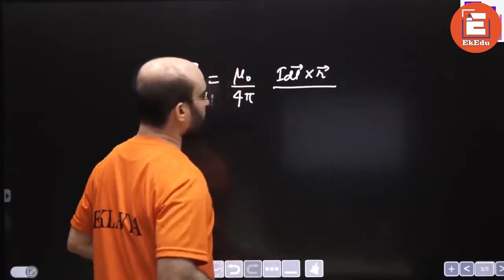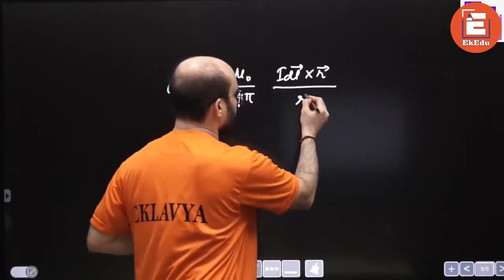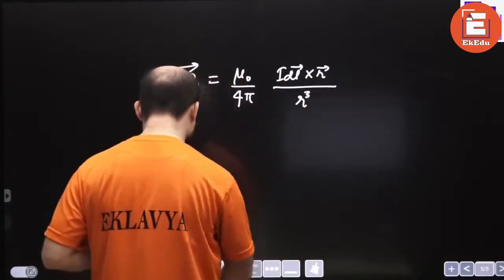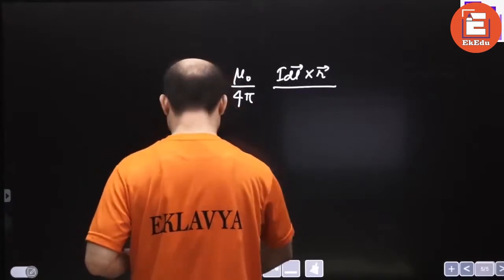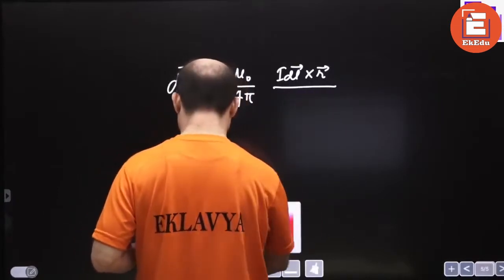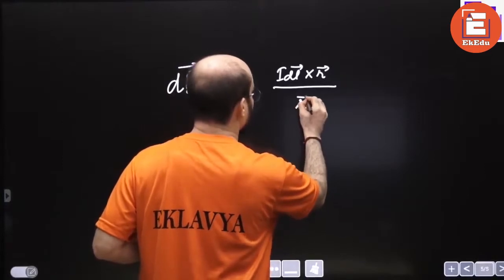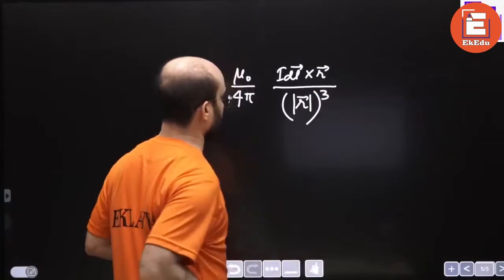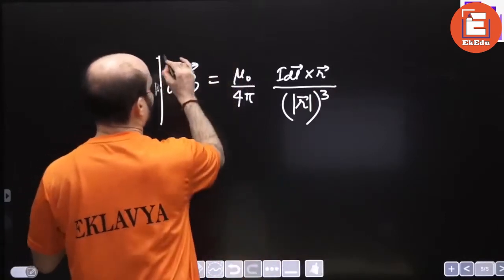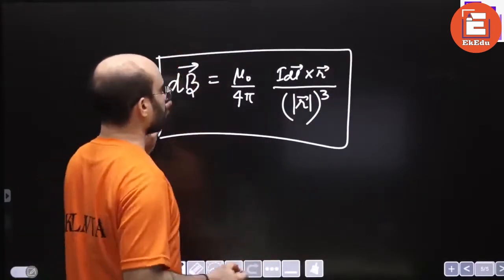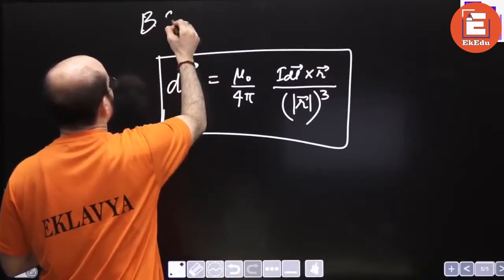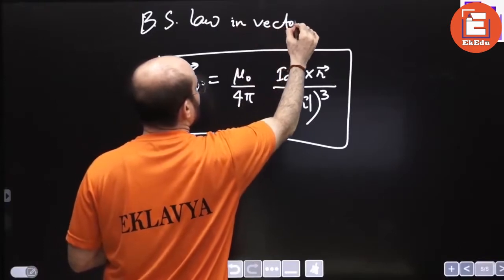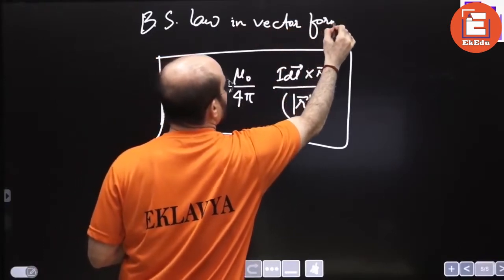Now, this would become r cube. Here it would be r cube. And let me put it in a more specific way: this is vector r, the mod of this, and the cube of this, basically. Okay, so this is the magnetic field due to a current element, the Biot-Savart law in vector form. Vector form, right?